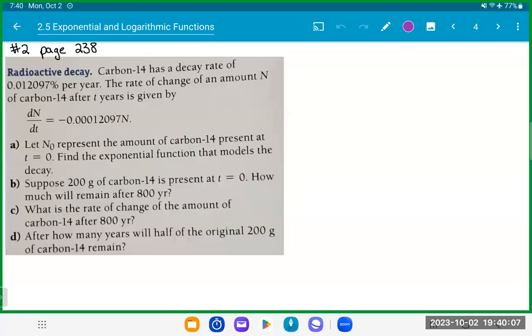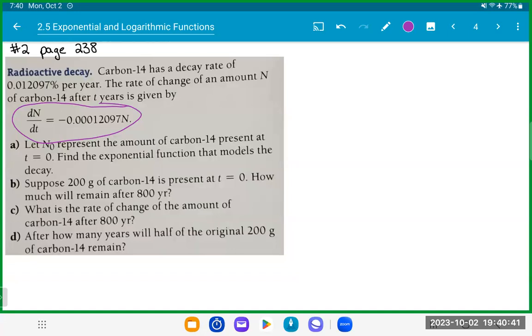So what that's saying is that this radioactive decay takes a really, really long time for carbon-14 to decay. What we have here is the decay rate given in percent. If we change that to decimal, it's this really long decimal here, right? And so we want to determine what the exponential function of the model is.